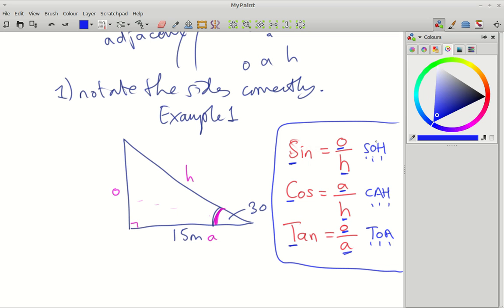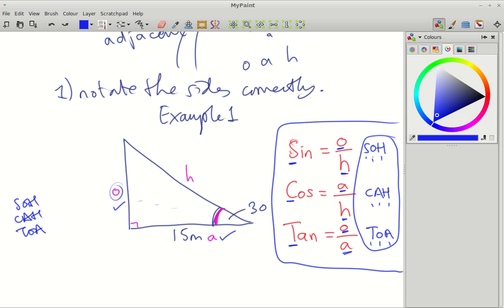So I always do this. These are the abbreviations, if you like. I've been doing this for years and I still do this. So to solve this, we'll find O first. So write Soh Cah Toa. Now what we need to do is identify the side that we know, which is A, and the side that we want to know, which is O. We could have done this first, but we've just decided to do O first instead. So we'll stick with A and O.